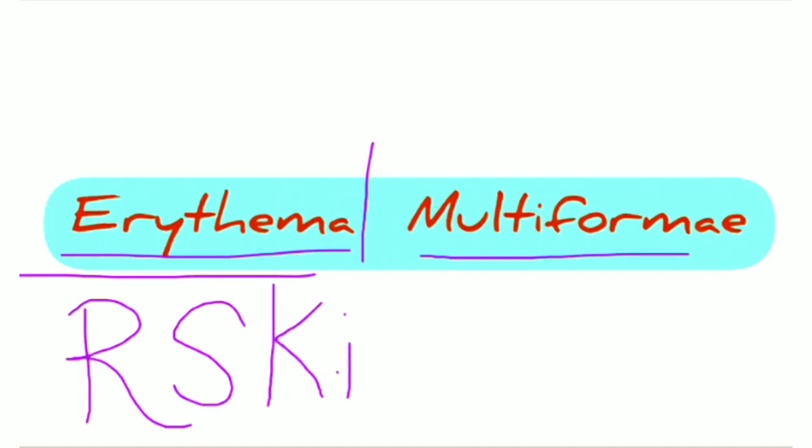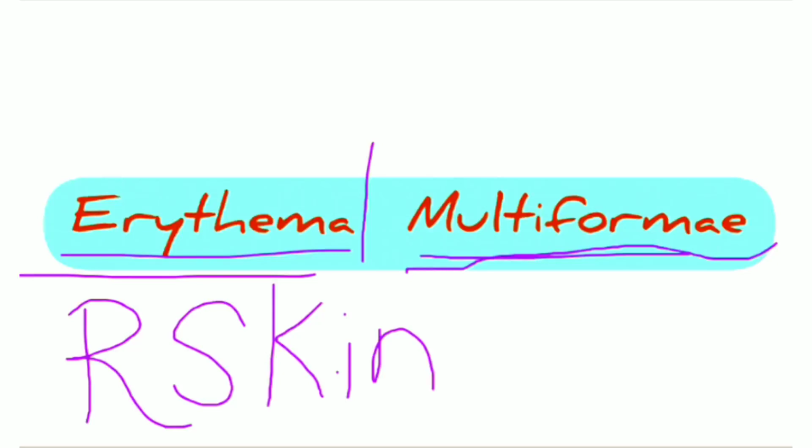Hello everyone. Today we are going to learn about erythema multiforme. So what does erythema mean? Erythema is nothing but redness of the skin. So here redness of the skin is going to be seen. And what does multiforme mean? Multiforme means multiple forms of redness of the skin will be seen.